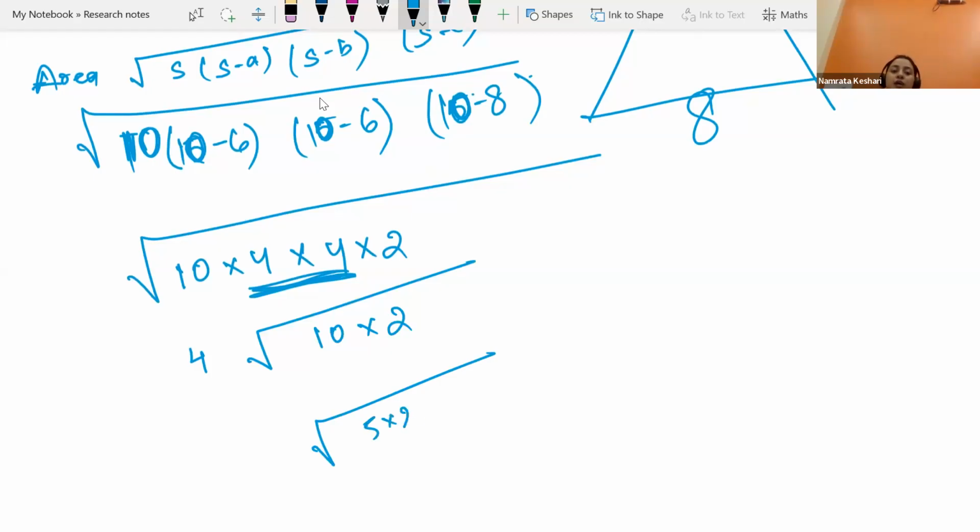10 means 5 into 2, and one more 2 is there. 4 is sitting outside. Again 2 is in pair. So rather than multiplying all of them and then doing the factorization to check which numbers are in pair, the way you used to solve square roots in your previous class, please don't do the multiplication. Whatever you have, something multiplied with something multiplied with something, try breaking it more and checking the pairs. So one 2 is coming out.